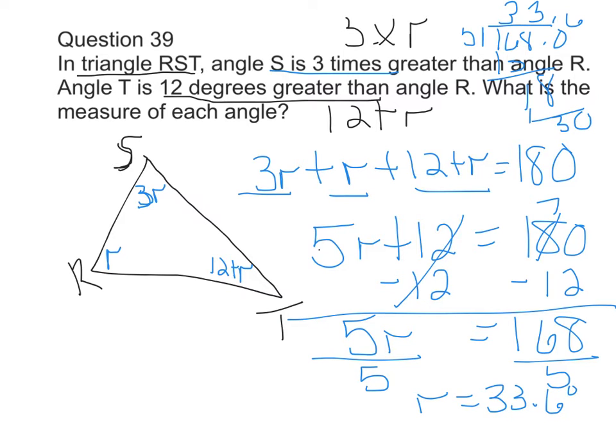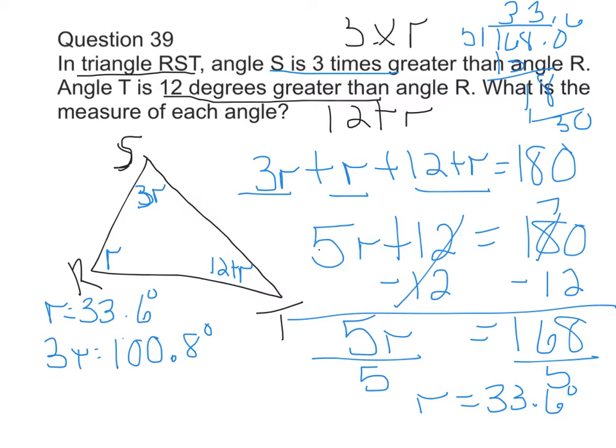That's only one angle. So now you have to think of, okay, R is 33.6. So 3R would be that multiplied by 3, which will give me 8, decimal, carry my 1. Make that a 0, carry my 1. Give me 100.8. I kind of ran out of room, so let's scoot that over a little. So 108/10. And these are degrees.